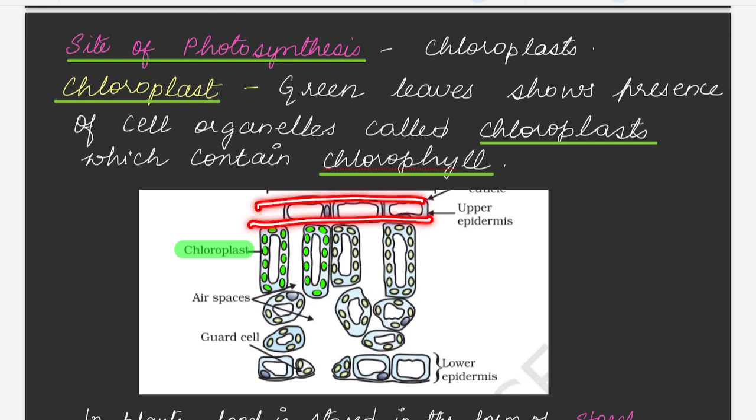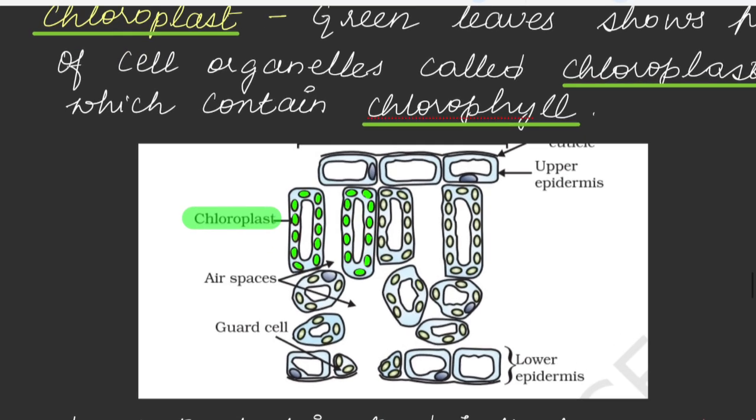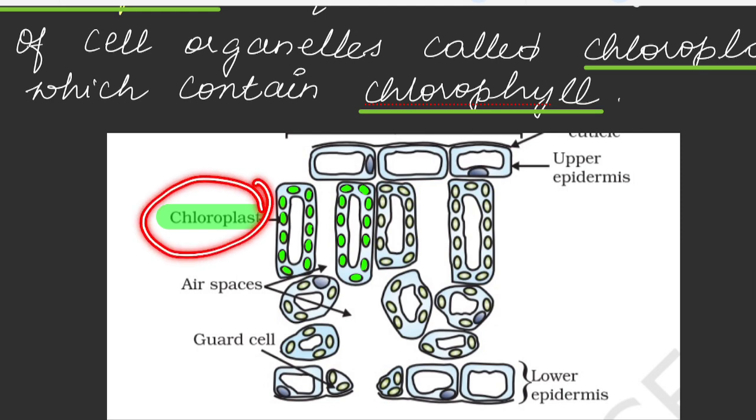Here you can see one upper layer and one lower layer. The upper layer is called the upper epidermis and the lower layer is called the lower epidermis. And here can you see oval shaped cells like this? Inside these oval shaped cells, can you see this green colored organelle present? These cell organelles are called chloroplasts. Can you see here? This green colored cell organelle is called chloroplast.